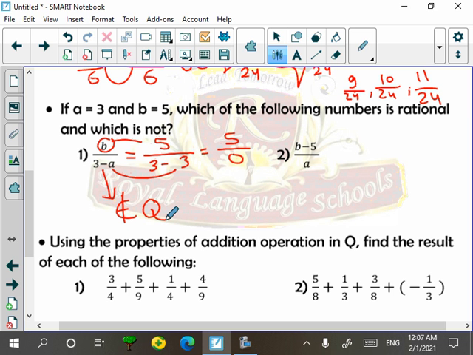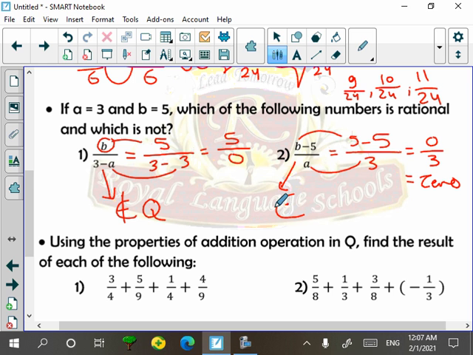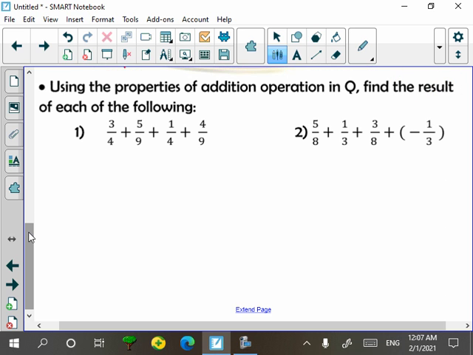Second one: b minus 5 divided by a, which equals 3, gives 0 over 3, which equals 0. Then the second one belongs to Q, the rational numbers, because it equals 0.